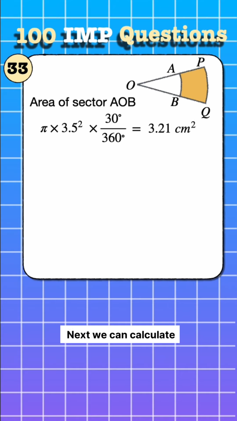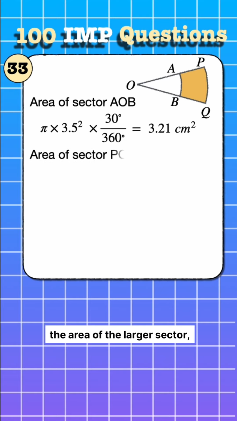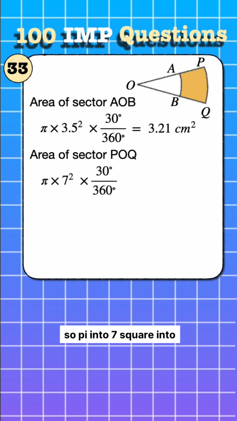Next we can calculate the area of the larger sector, which is POQ. Again same formula. So pi into 7 square into 30 degree upon 360 degree. That will give you 12.83 square centimeter.